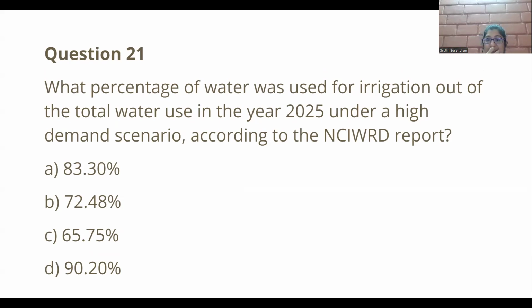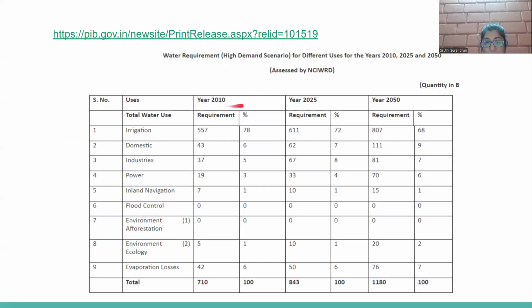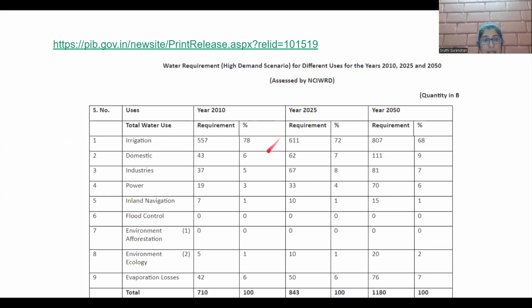And this is given by the NCIWRD, and they have given these water requirements for high demand scenarios for 2010, 25, and 50. The question here is for 25, and according to that, the amount of water that is going to be consumed for irrigation is around 72 percent.